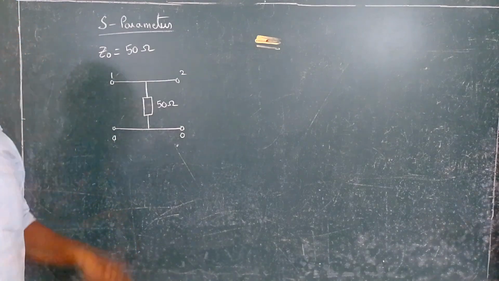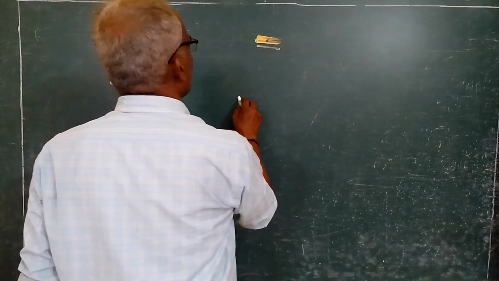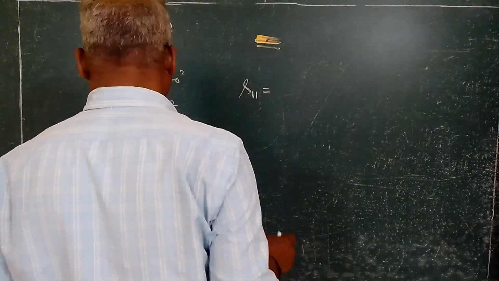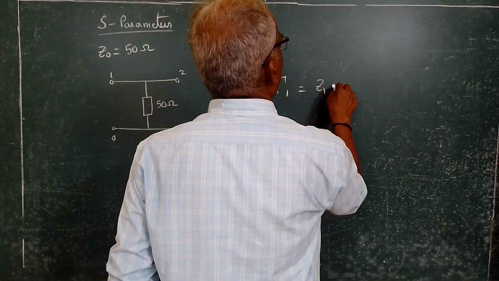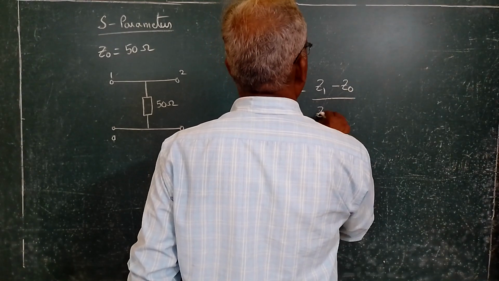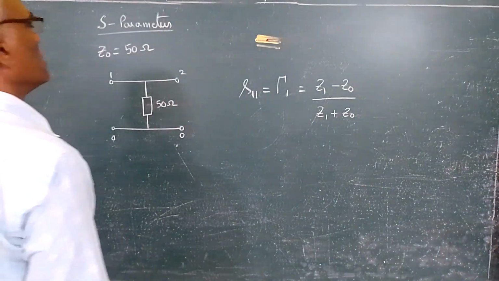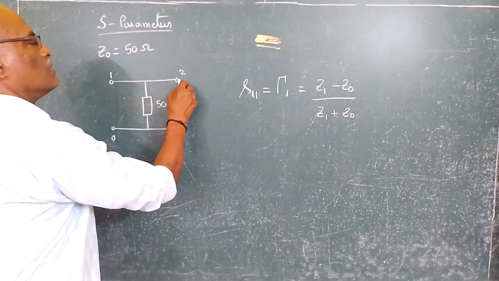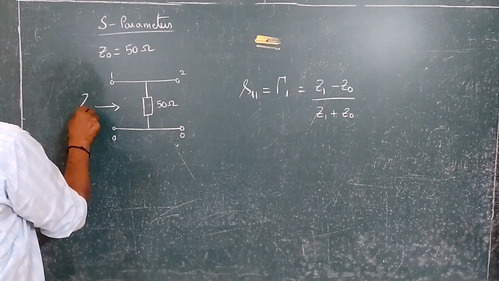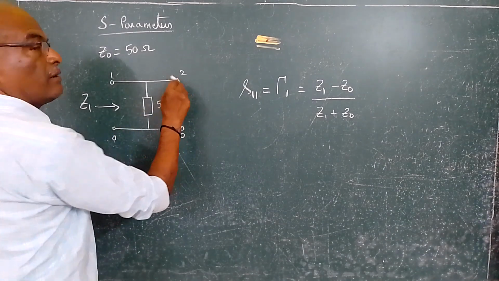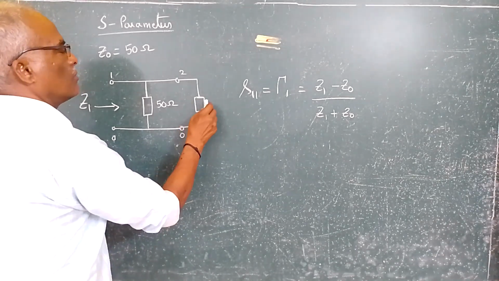So the first step is to calculate S11, which is the input reflection coefficient, gamma 1, which is equal to (Z1 minus Z0) by (Z1 plus Z0). So this is the formula we have to use. Since we are viewing from this point, this is Z1. You terminate the output port with characteristic impedance Z0, which is 50 ohms.